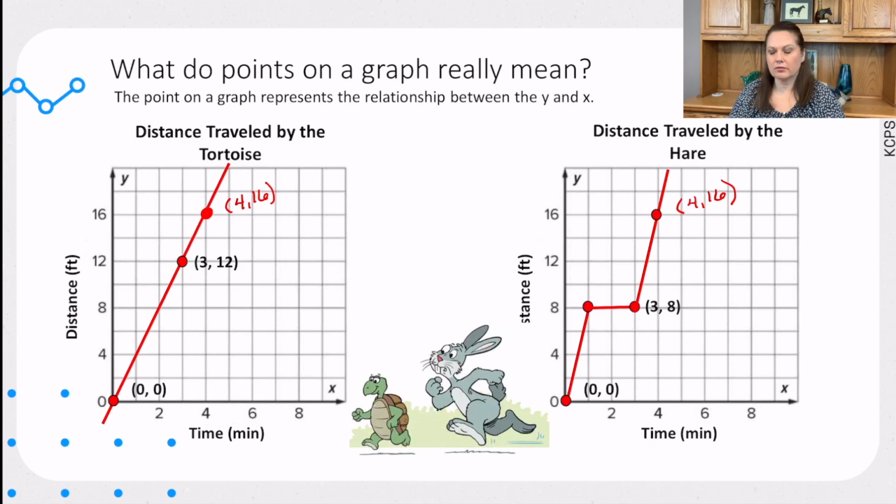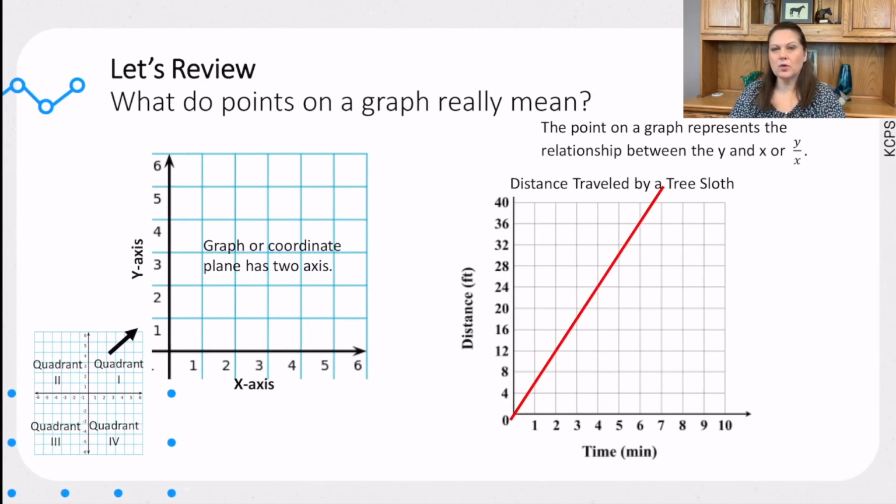So let's take a quick review. What do points on a graph really mean? Well, we first have to look at the quadrant in which they come from. For right now, we're just going to worry about the first quadrant because both of our quantities are going to be positive. But if you look at the second graph where we actually have a line, we're going to be looking for what the relationship is between the x and y axis. So remember, our constant of proportionality is actually going to tell us that relationship.